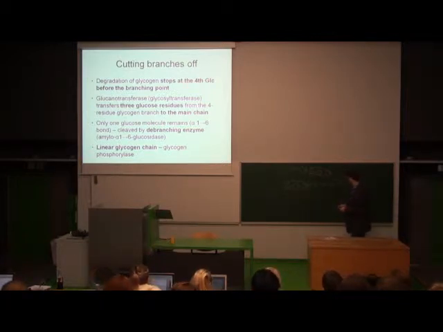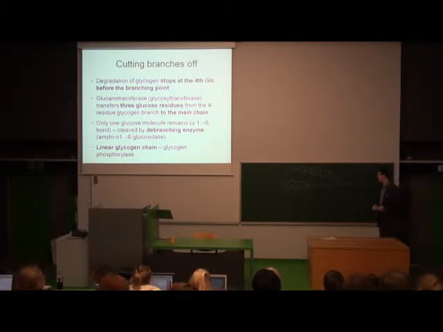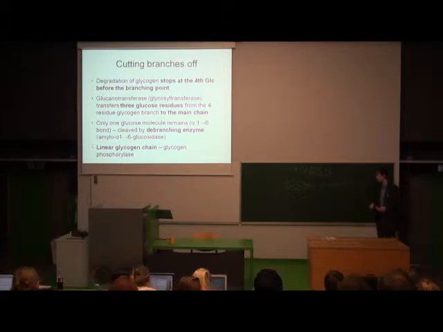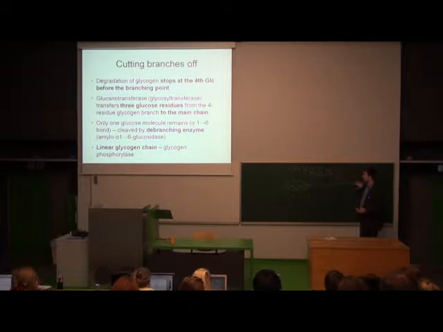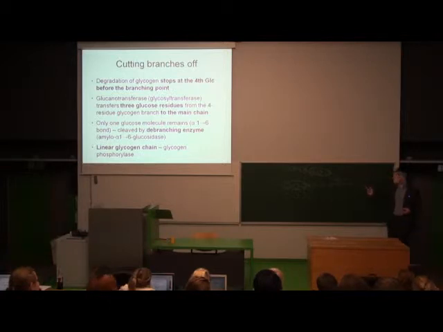And here comes the debranching enzyme. The debranching enzyme, this enzyme destroys the alpha 1 to 6 bond. So it means now you have long linear main chain and glycogen phosphorylase can continue. So now it's clear?